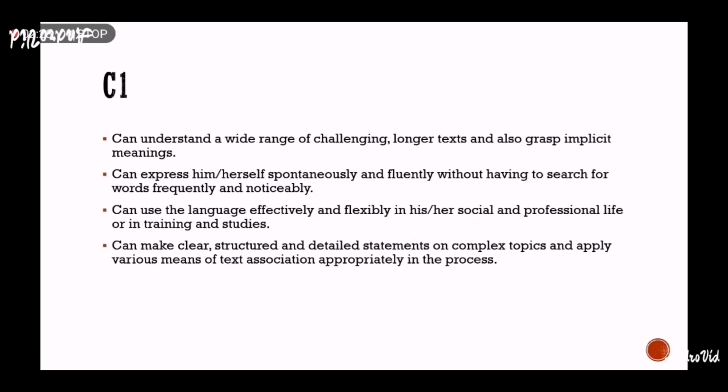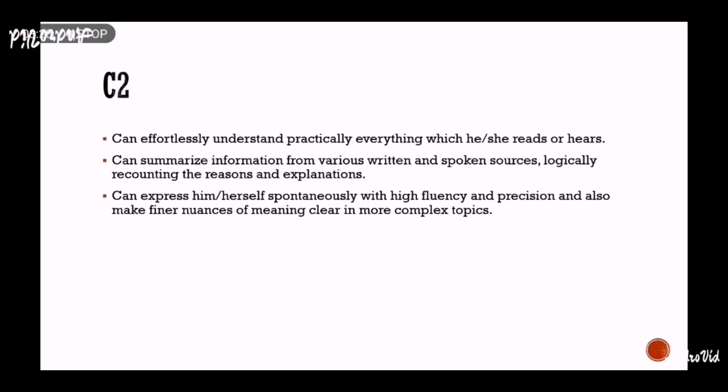Now comes C1 level. In C1 level, obviously, it is the more advanced level in which you can understand a wide range of challenging longer texts and also grasp the implicit meanings. In C1 level, you can express yourself spontaneously and fluently without having to search for words frequently and noticeably. You can use the language effectively and flexibly in your social and professional life, in training, and in studies. You can make clear, structured, and detailed statements on complex topics and apply various means of text association appropriately in the process.